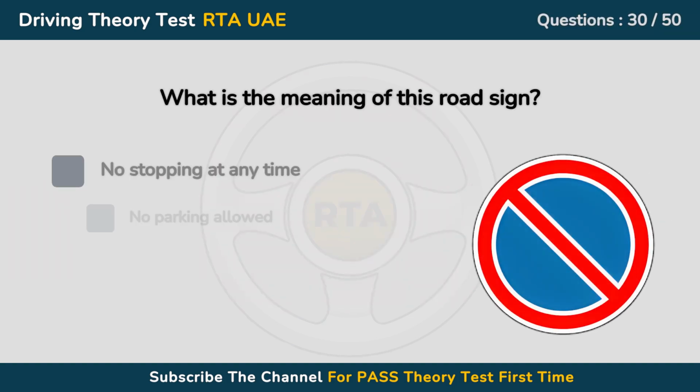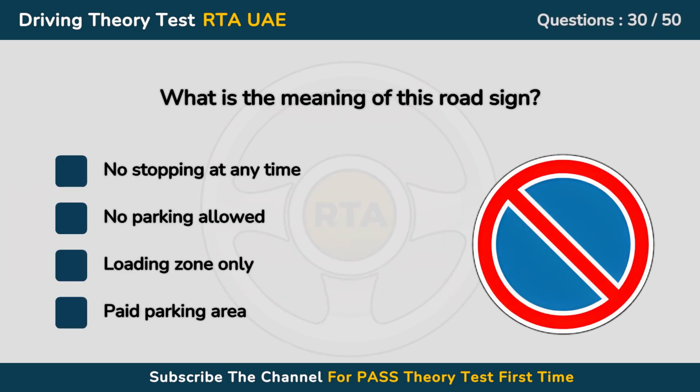Question 30. What is the meaning of this road sign? A. No stopping at any time. B. No parking allowed. C. Loading zone only. D. Paid parking area.